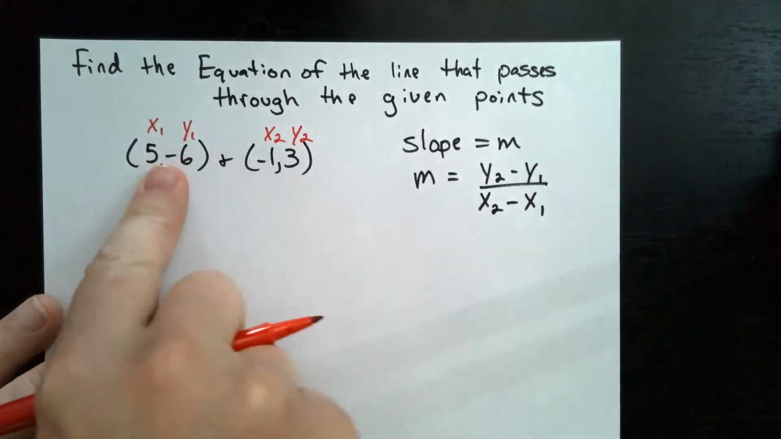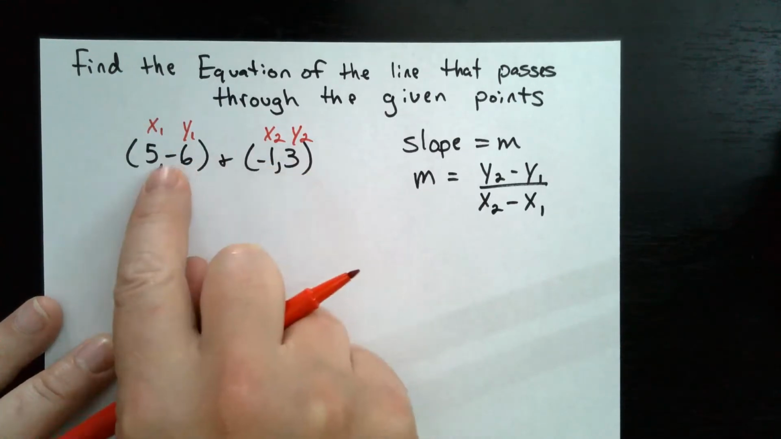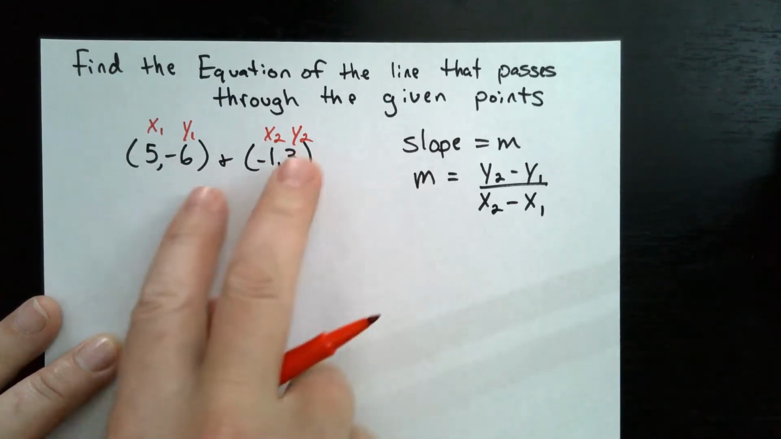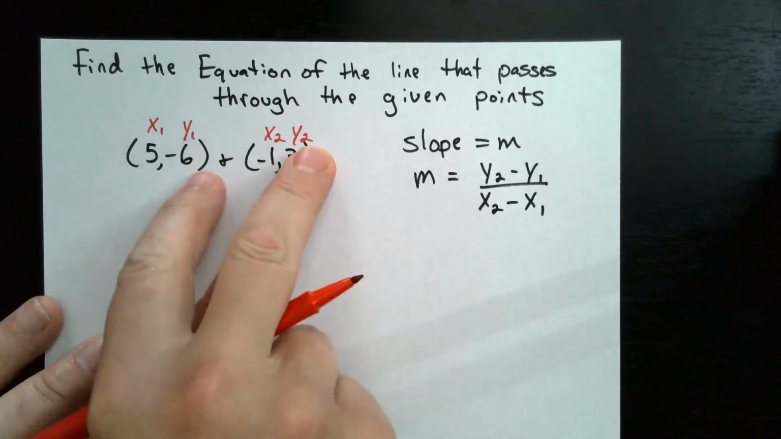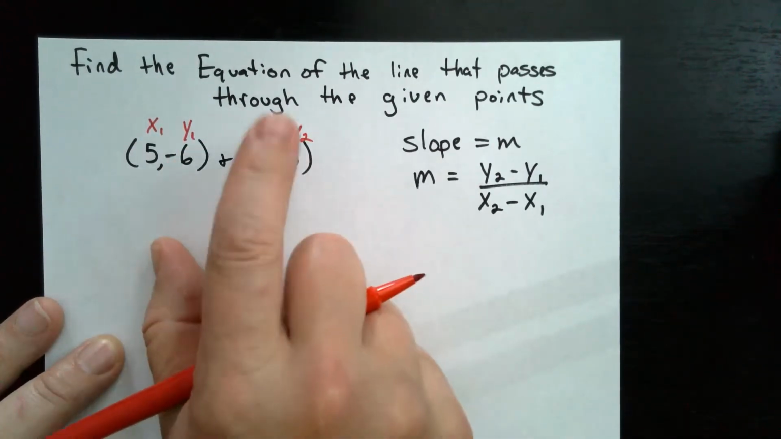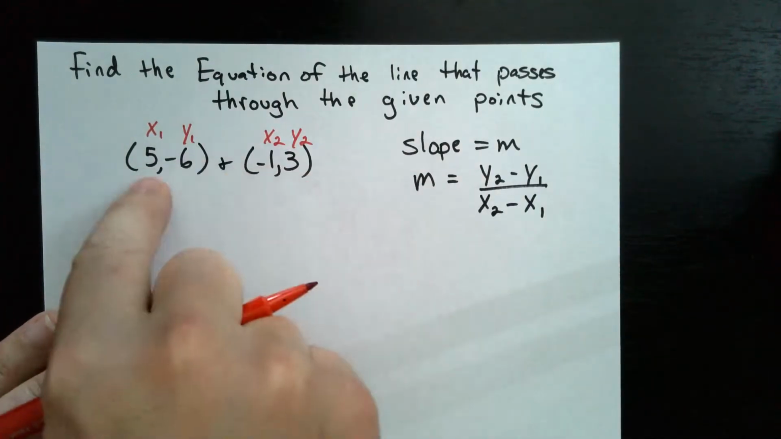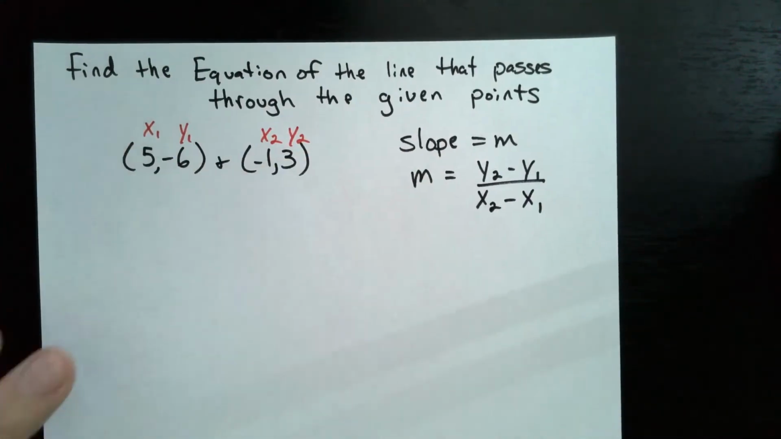Now, you don't have to label them in this order. We could have named these the x1 and y1, and these the x2 and y2, but what you can't do is mix and match. You can't have x1 and a y2 here, or an x2 and a y1 here. That you can't do. But whichever point you decide to use for the 1 and the 2 doesn't matter.